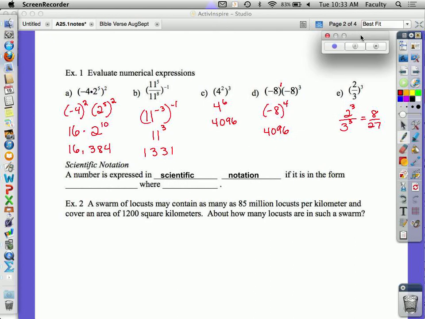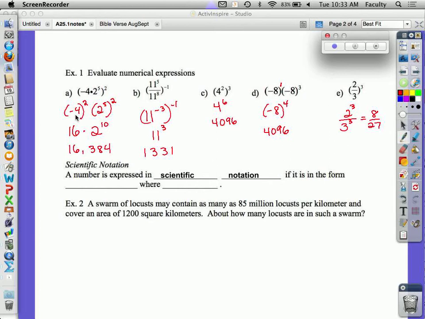Okay, all right, let's look at these. In example 1, notice you're going to take negative 4 to the second and then 2 to the fifth to the second. Be very careful and check your papers that you actually put a parenthesis around that negative 4, because if you don't, that means something else.